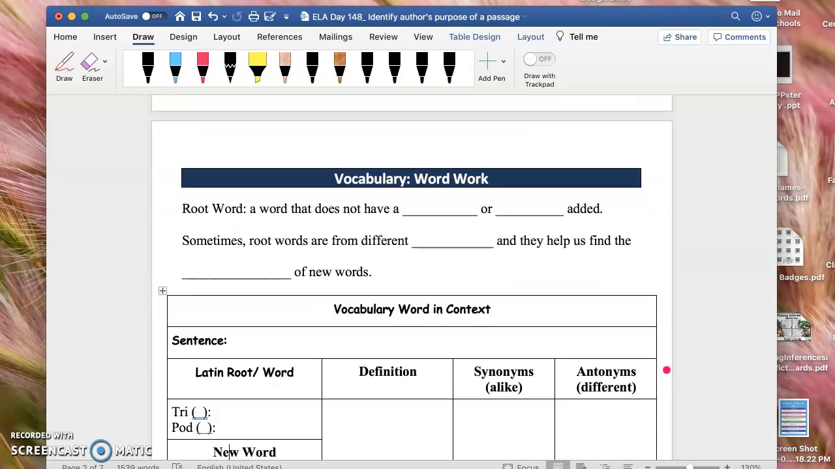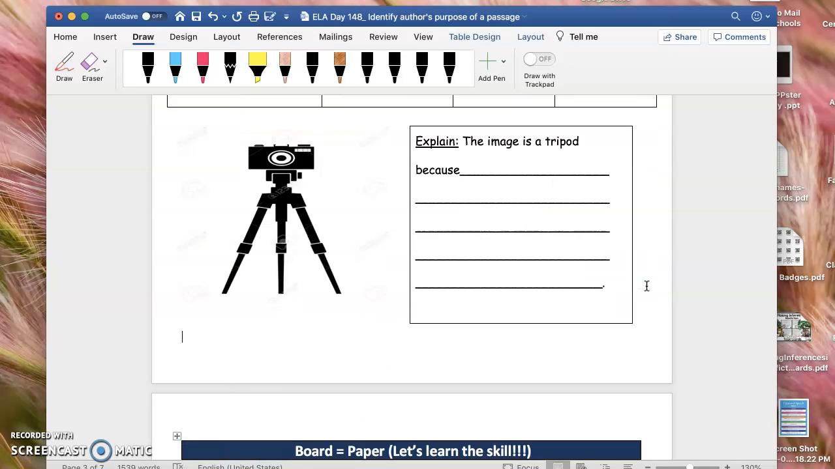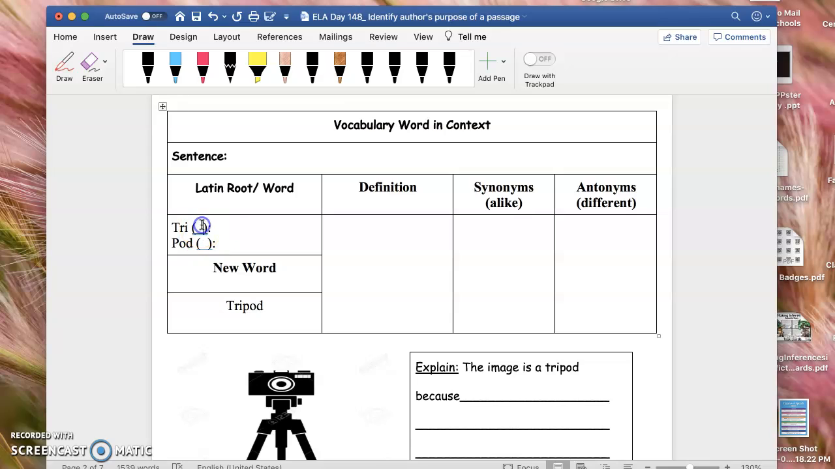Let's continue working with our vocabulary. We're still working on root words. We know that a root word does not have a prefix or suffix added. Root words sometimes come from different languages, which we began discovering this week, and we find the meaning of new words through these different languages. They could be Greek or Latin roots, and we've really been working on a lot of Latin roots. We talked about bi earlier this week on Monday, right? If bi is the Latin root meaning two, then we know that tri must mean three, okay?